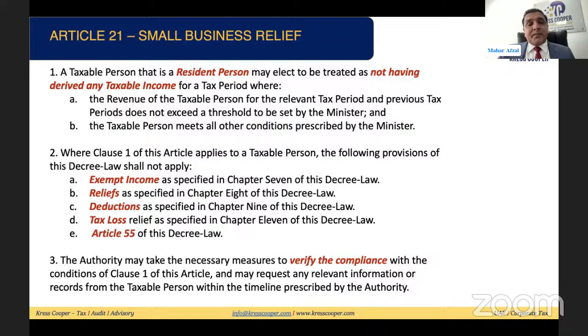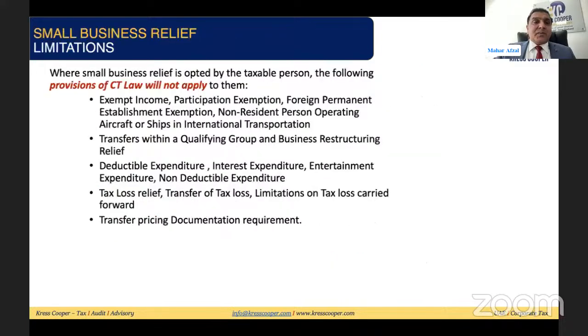While calculating the income, exempt income will not be included. Reliefs will not be considered. Deductions as specified in Chapter 9 of the decree law will not be considered. Tax losses will not be carried forward, and we will discuss Article 20 in detail. These will not be considered while calculating the taxable person's revenue when applying clause 1 of Article 21 of the law. The authority may specify the necessary conditions as well, and they have specified the conditions.